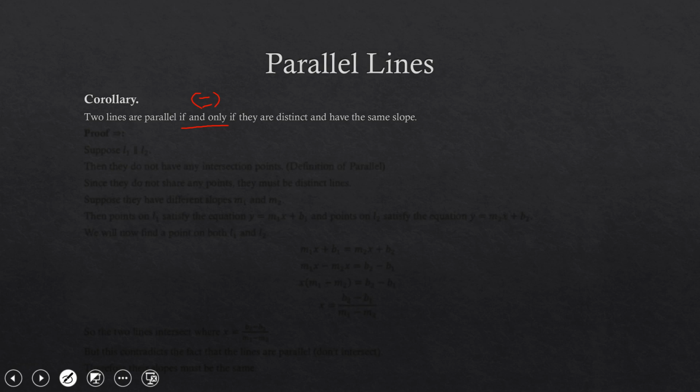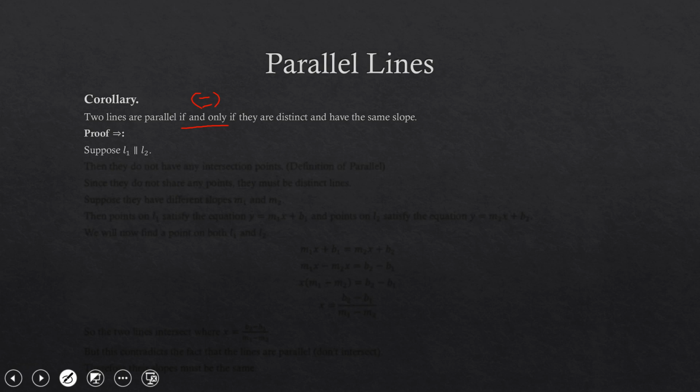Okay, so if we want to show that this is true, we have to prove this in both directions. We have to suppose they're parallel, and then show that they're distinct and have the same slope, and then we've got to do the converse, which is start with two distinct lines with the same slope and make sure that they're parallel. Okay, so first, the proof of the direction starting with parallel and showing that they're distinct and have the same slope.